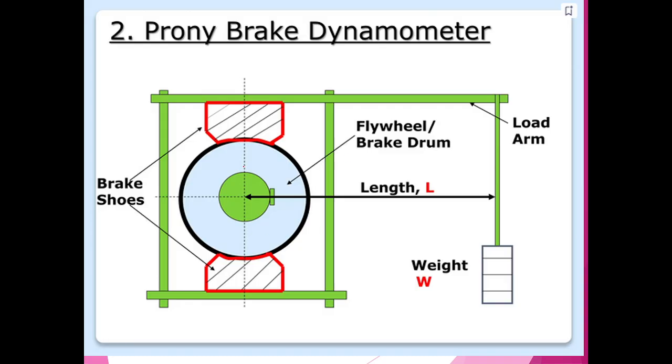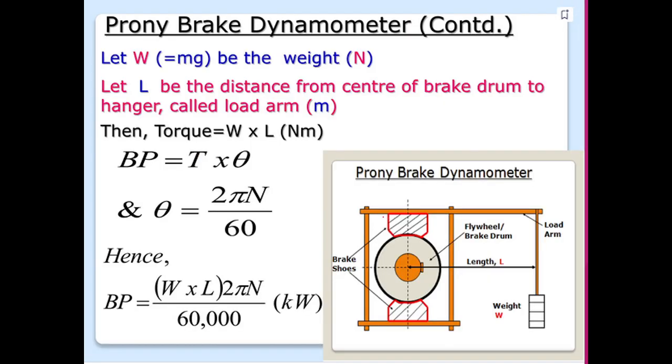Now the second method is the Prony brake dynamometer. So what is the Prony brake dynamometer? Here the brake shoes are applied on the flywheel to create the braking action, and the other end of the brake shoe is connected to the load arm where weight W is applied. This is the radial distance L from the load applied. So we'll see how it is calculated.